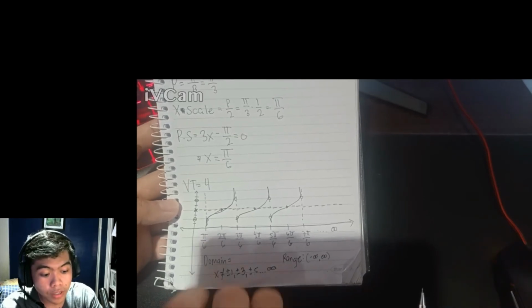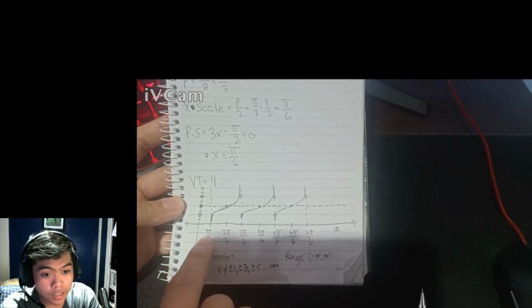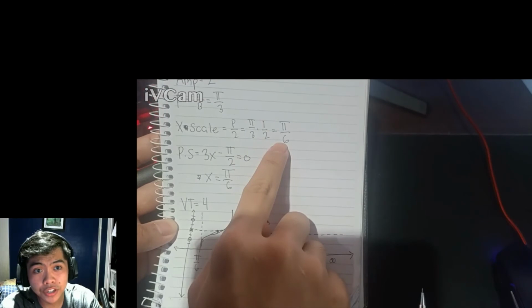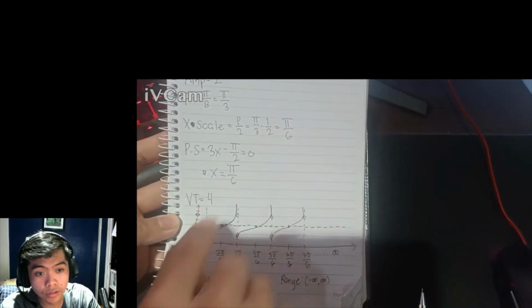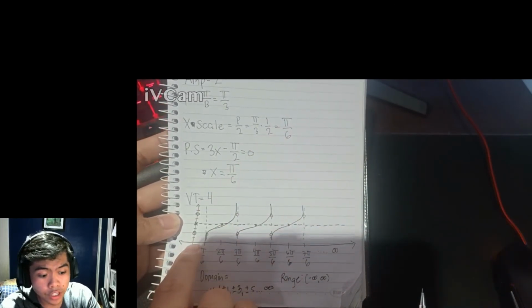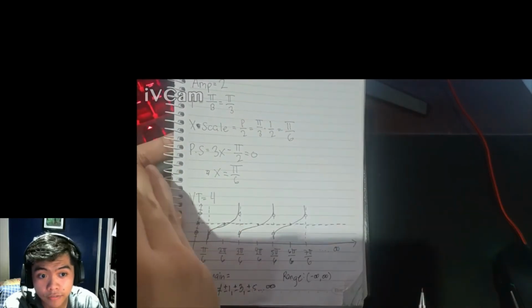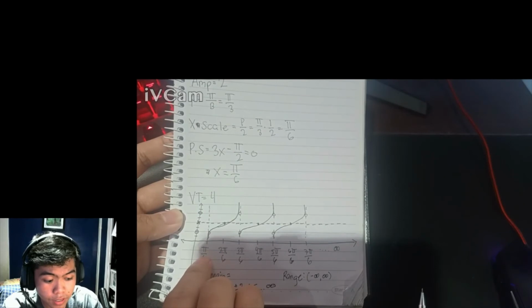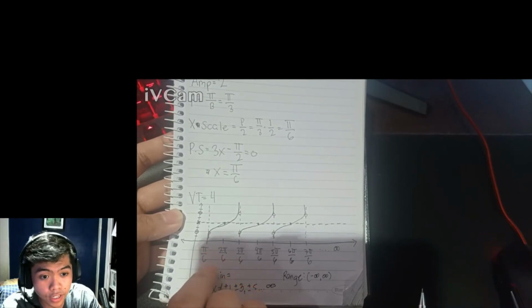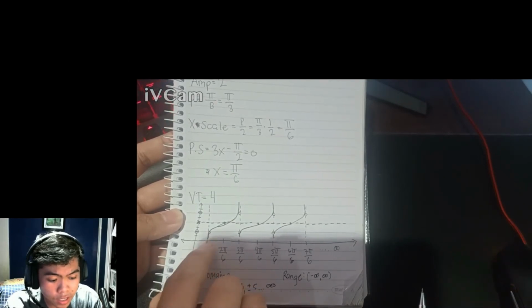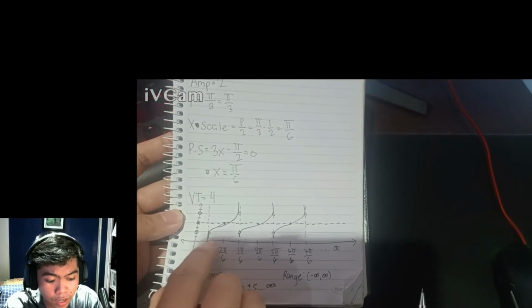So what will happen is we will write the phase shift pi over 6 because that's our phase shift. If we have a phase shift, we will not start at 0, 0 anymore. Because of the phase shift, we will move to right or to left. So in this case, we move right a little bit. So we will start at pi over 6.